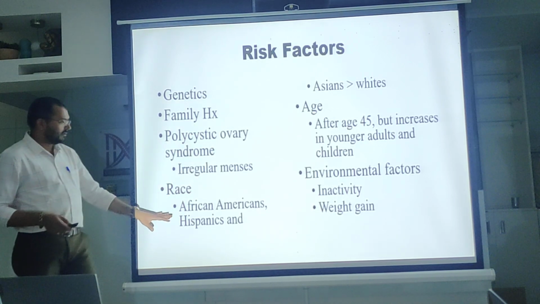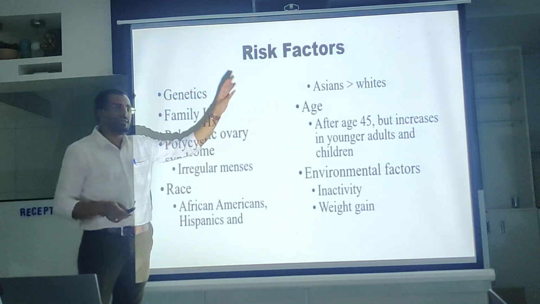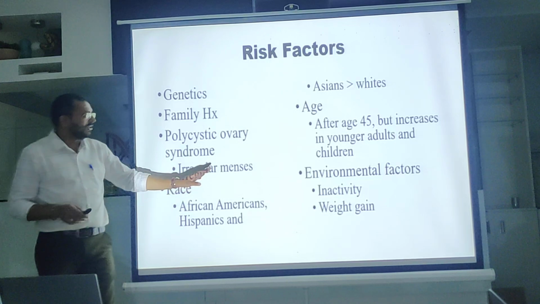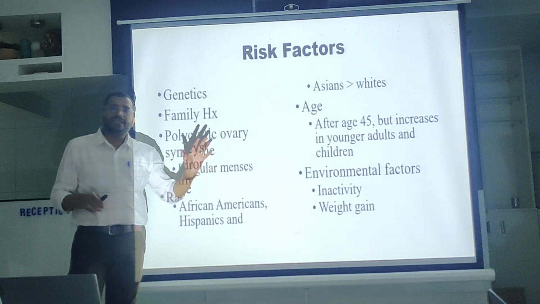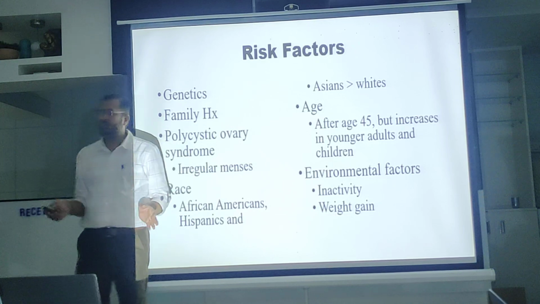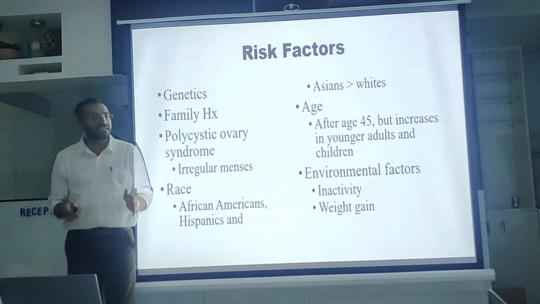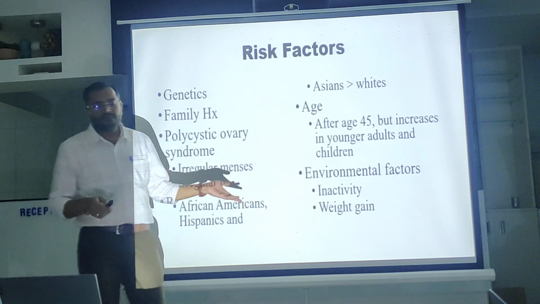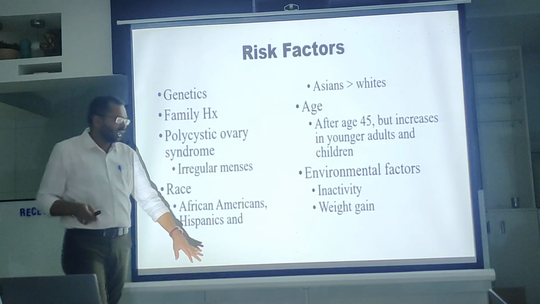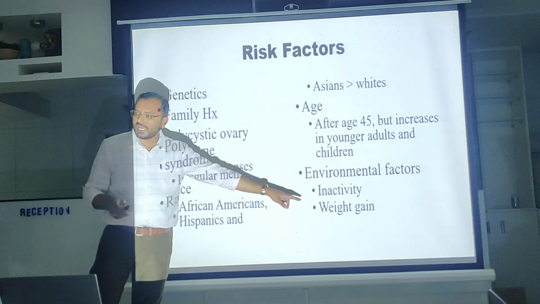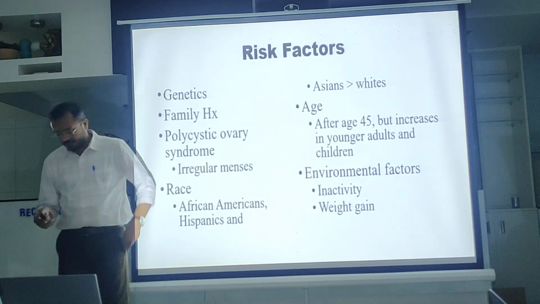Races, this is our understanding: African Americans, it is everywhere, and Asians are more prone to diabetes. Okay, the book says age 45, but nowadays you can encounter a 24-year-old boy having diabetes. And environmental factors, that is lifestyle, inactivity, and weight gain can lead to the risk.